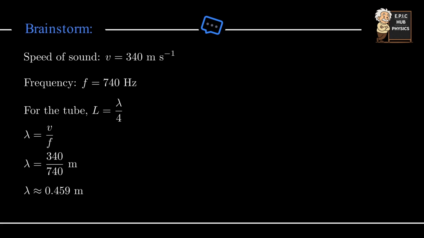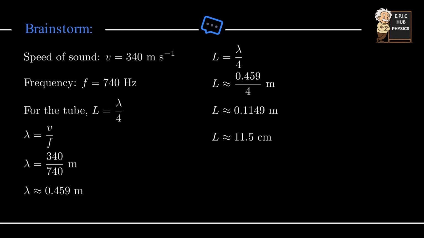Now we determine the length of the tube. Since the tube length equals 1/4 of the wavelength, we divide the wavelength by 4. So the tube length equals 0.459 divided by 4 meters. This gives approximately 0.1149 meters. Converting this into centimeters gives approximately 11.5 centimeters. So the length of the tube is about 11.5 centimeters. This is our final answer.